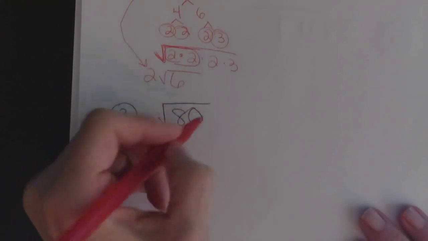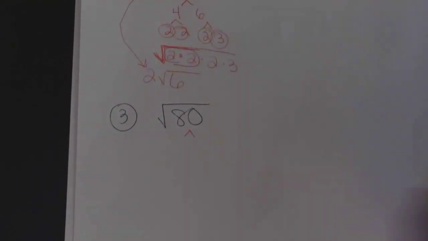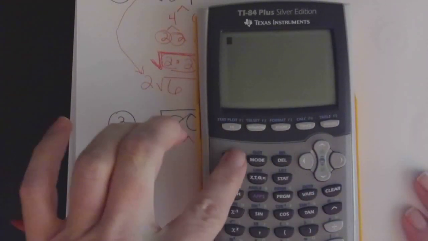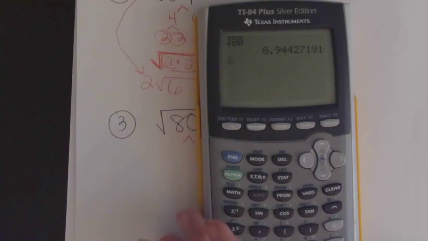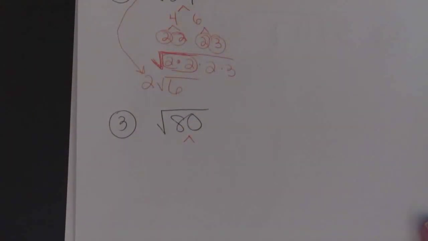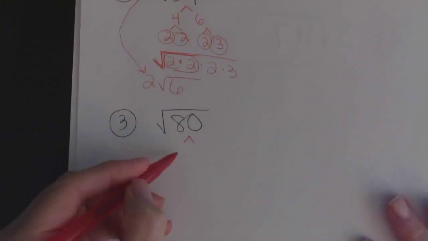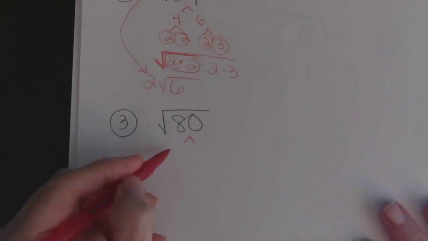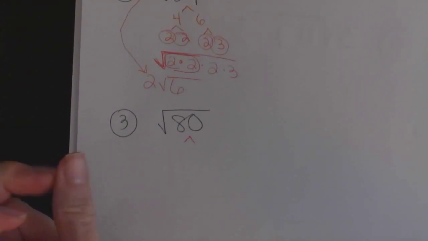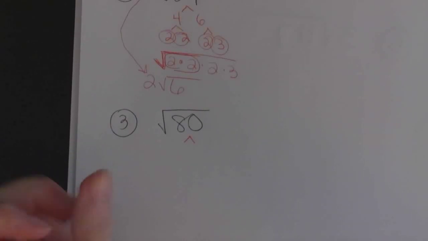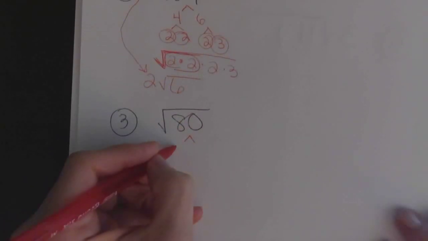It gets pretty easy after a while. Number 3, square root of 80. Okay, bigger number. We have some options. By the way, square root of 80, not perfect, because if I hit square root 80, I get a decimal, but I can still simplify. So square root of 80, well, I could do 10 and 8, 20 and 4, 16 and 5.